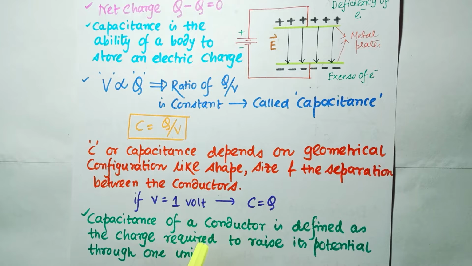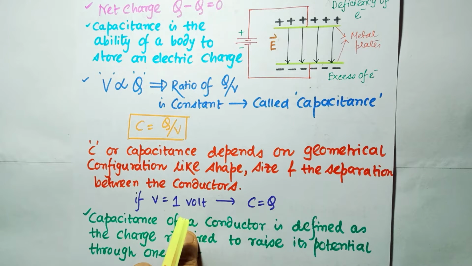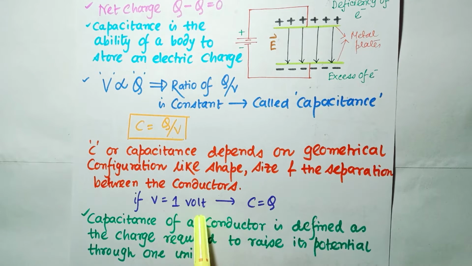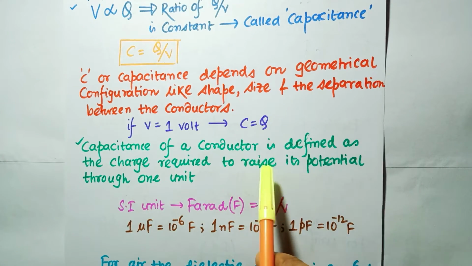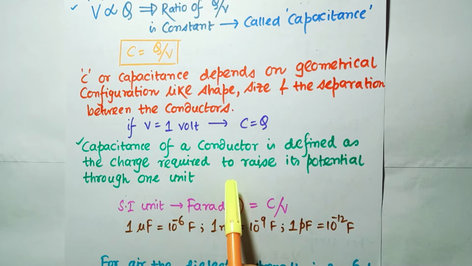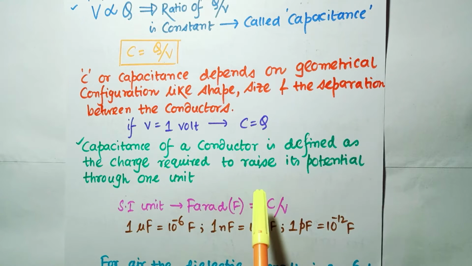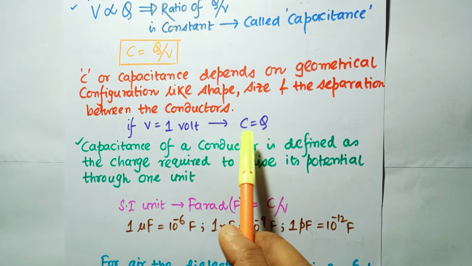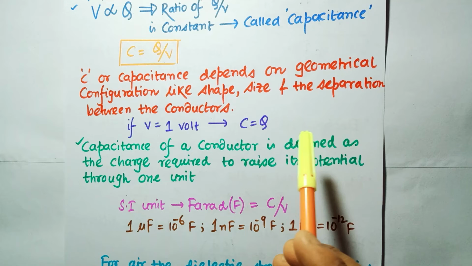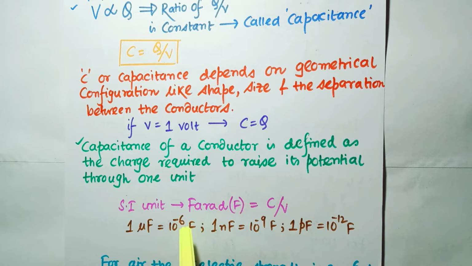If the potential difference between the two plates of the capacitor is 1 volt, the capacitance is equal to the charge on each conductor. So the capacitance of a conductor is defined as the charge required to raise its potential through 1 unit. If V is equal to 1 volt, the capacitance is equal to the charge on each plate of the capacitor. The SI unit of capacitance is the farad, which is coulomb per volt.